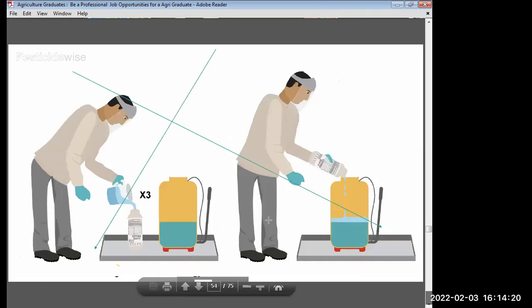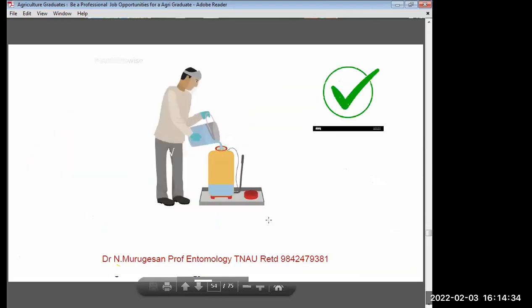Next. This is also wrong. Here he is mixing the pesticide with a small quantity of water and pouring it into the tank. It is also wrong. Next. Here he is mixing the pesticide and water separately in a 10 liter bucket and then pouring it. It is good. It is okay.